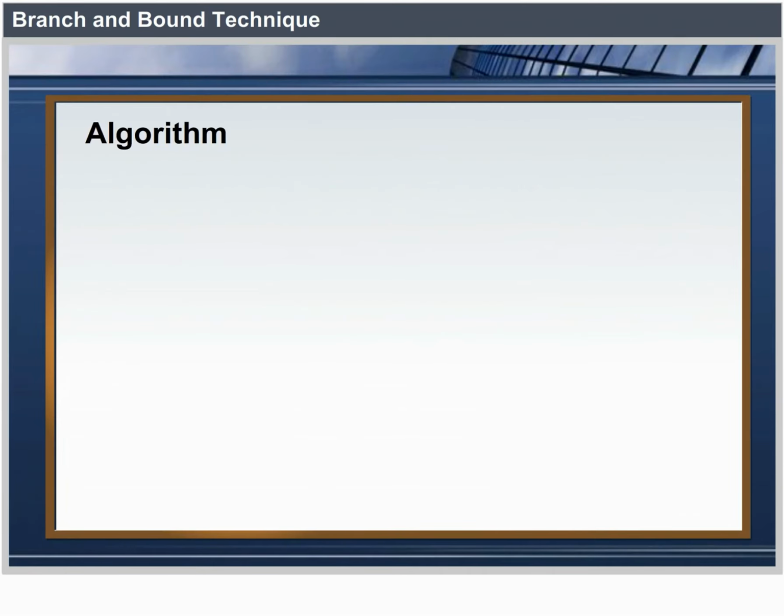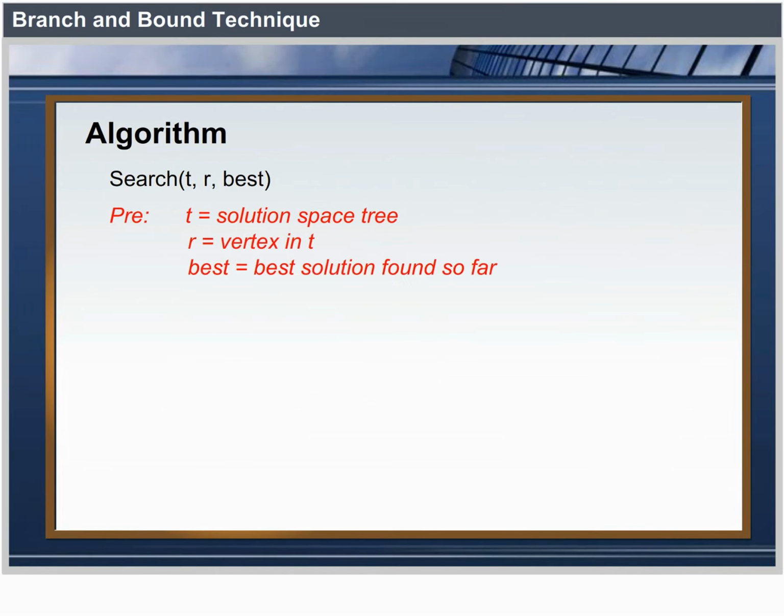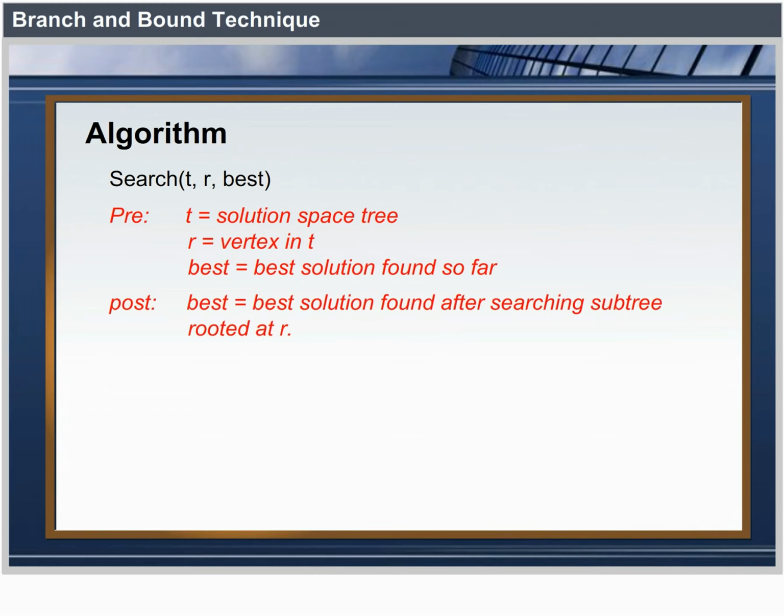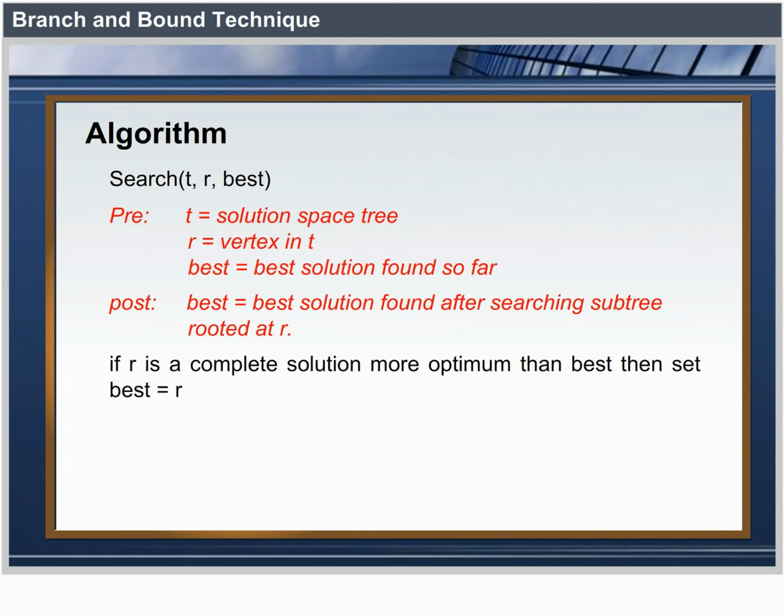Algorithm: Search(T, R, best). Tree T is equal to the solution space tree. R is a vertex in T. Best is the best solution found so far. Post: best equals the best solution found after searching the subtree rooted at R. If R is a complete solution more optimum than best, then set best equal to R. Generate the children of R.